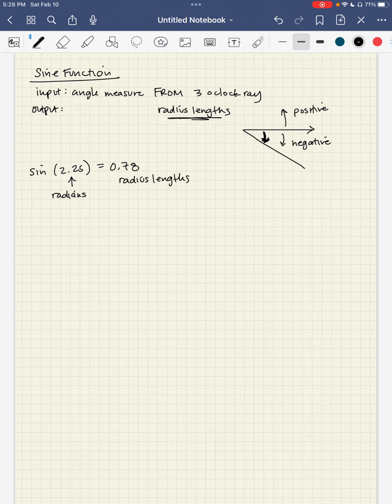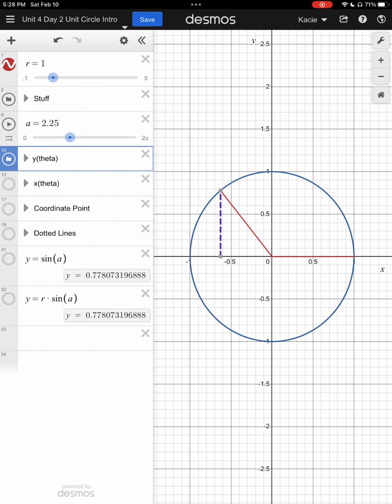Another way of putting that is we could say that that vertical distance is 78% of the length of the radius. Because sometimes we can think of percent a little bit easier. So one kind of cool thing to note: when we're on our unit circle, when our radius is 1, then that 0.78 is the same as our y coordinate. But that's only true when we are on a circle with a radius of 1.